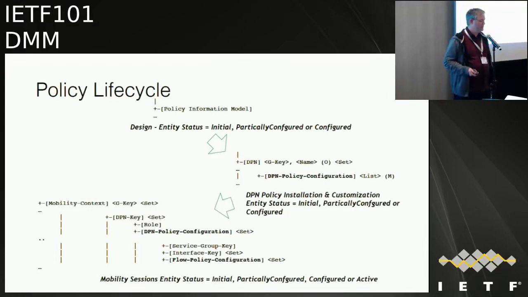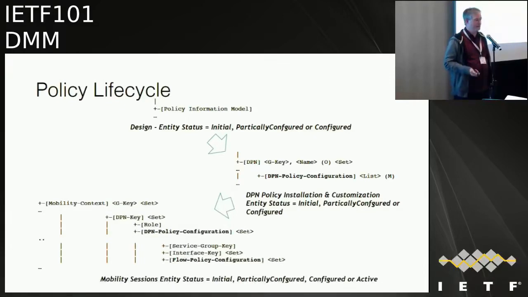And then finally, you see the application of this, or the assignment, inside the mobility context. And there, we'd like to see the configuration progress closer to configured in terms of the model. And hopefully, if it's actually being applied, we'll see that entity status change to active. So when you look in, you should be able to see which policies were not only installed, but potentially pre-provisioned or pre-configured on the mobility context in question, and which ones are actually active.